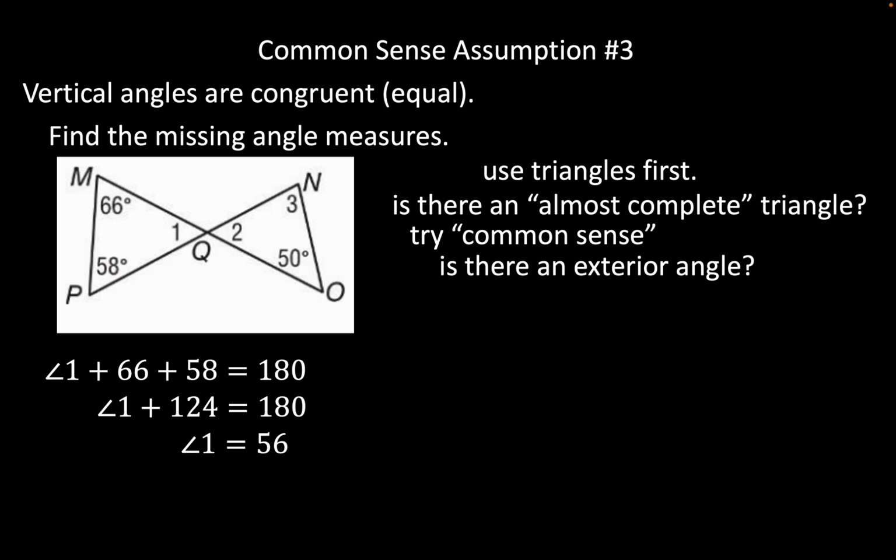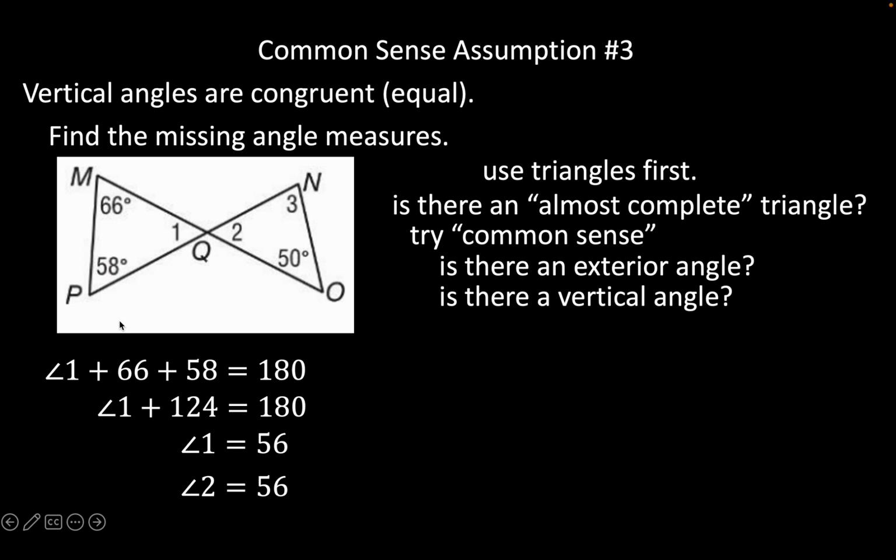So right now what we're looking at is, is there an exterior angle? Well, there's not, because if there was, it would be over here or over here. But we do have a vertical angle, and what we're looking at is angle 1 and angle 2 are opposite V's because we have straight lines. So that means that angle 2 is also 56 degrees.